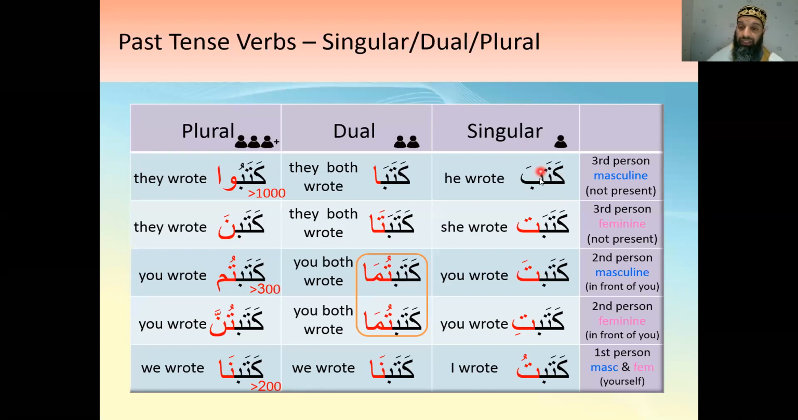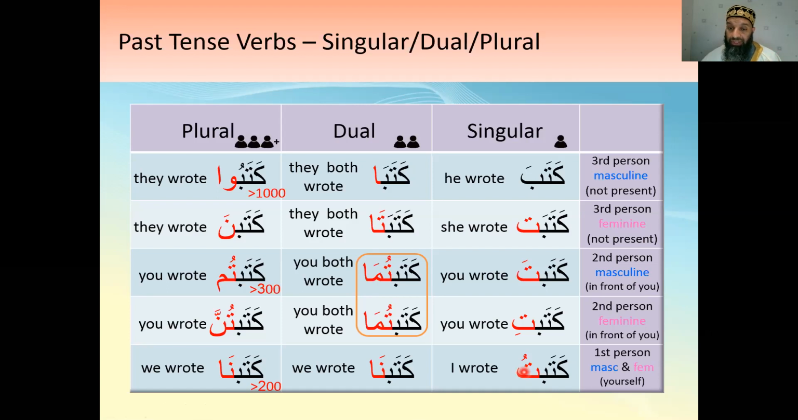So kataba, he wrote. Kataba, when you put alif there, that's just a template for they both wrote. And katabu, they all wrote. So you can now, in this table, put many, many root words. Khalaqa, khalaqa, khalaqu. Kafara, kafara, kafaru. Kafarat, kafarata. Ja'ala, raja'a. You can put different ones, keep the template the same, and you'll know the meaning. So katabtu means I wrote, right? Zalamtu, I oppressed. Ja'altu, I went. Rafa'tu, I raised.